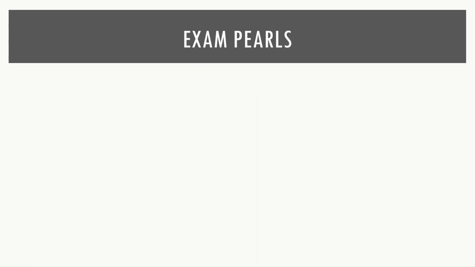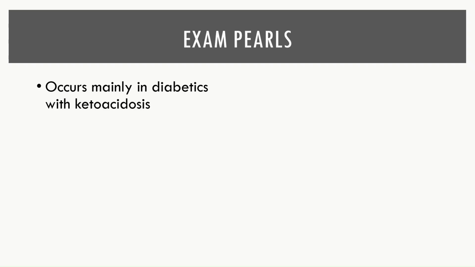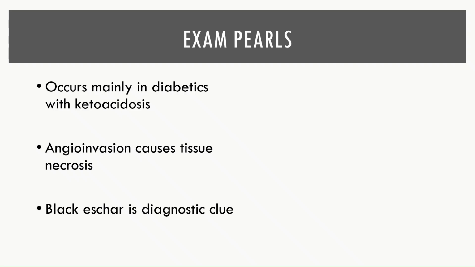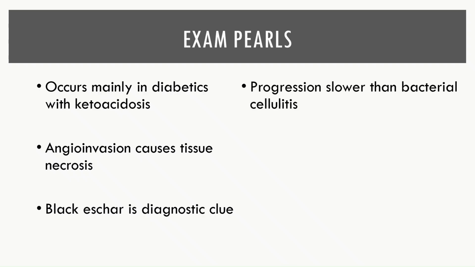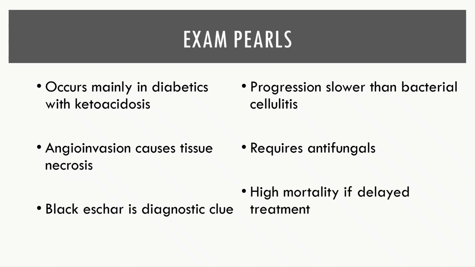To summarize, Rhino-orbital mucormycosis occurs mainly in diabetics with ketoacidosis. Angioinvasion causes tissue necrosis. The black eschar is a key diagnostic sign. Progression is slower than bacterial cellulitis. Treatment involves antifungals and debridement of the necrotic tissue. High mortality if treatment is delayed.